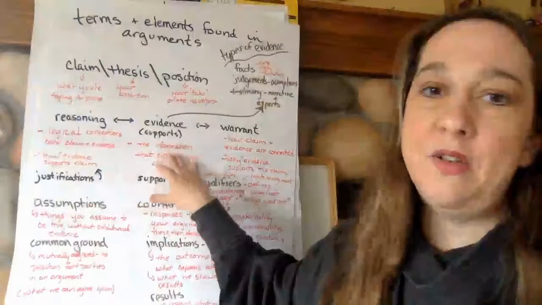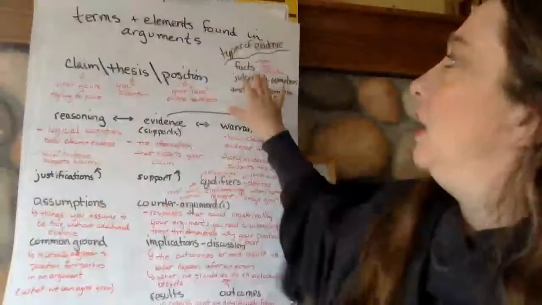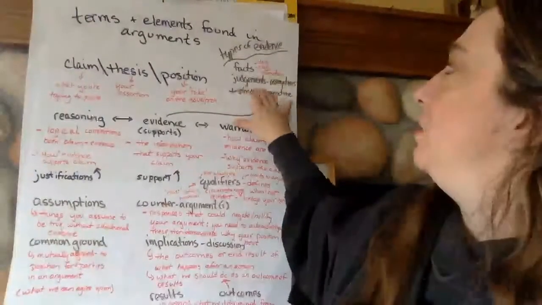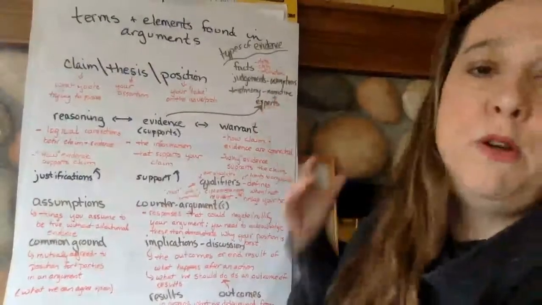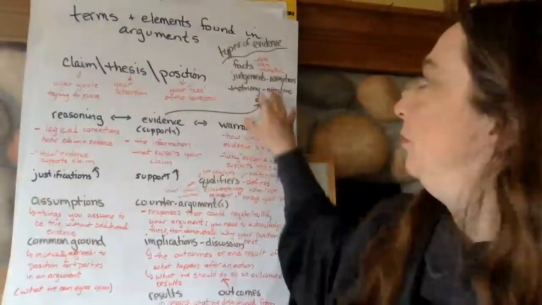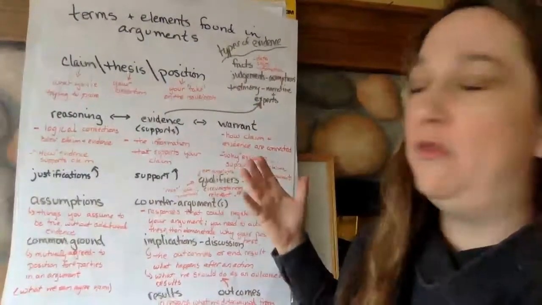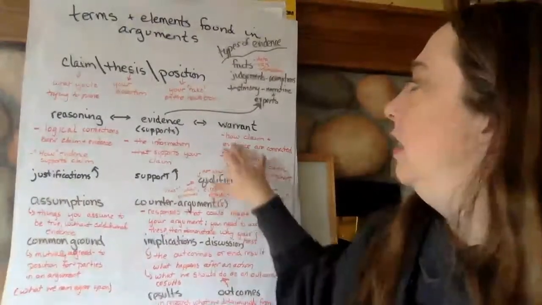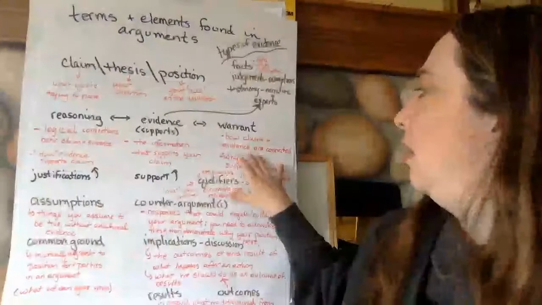Your evidence is all of your information that supports your claim overall, and your evidence might include facts, judgments or assumptions, testimony, which might be narratives, or expert testimony, which would be the quotes and things you use to inform your argument. And again, facts might be data, statistics, other kinds of information. That's your sourcing.